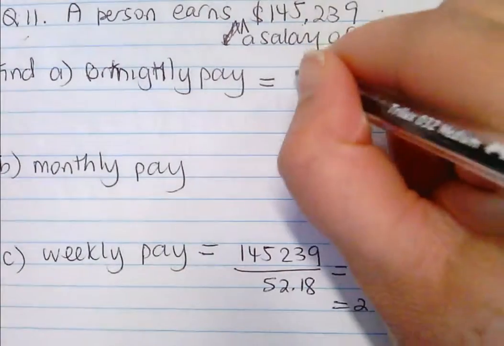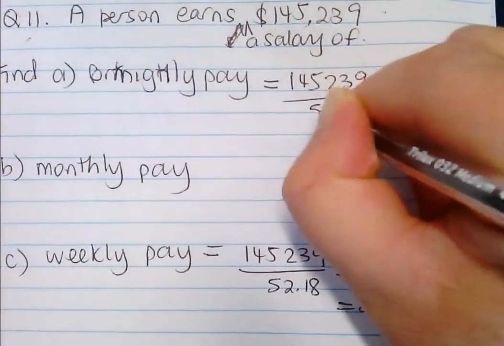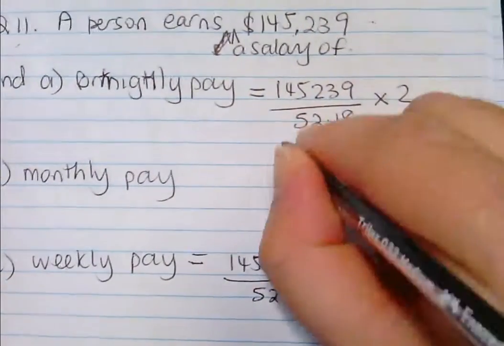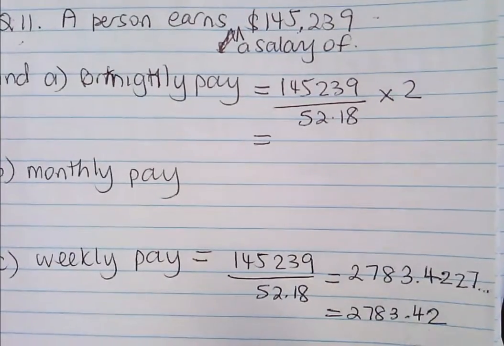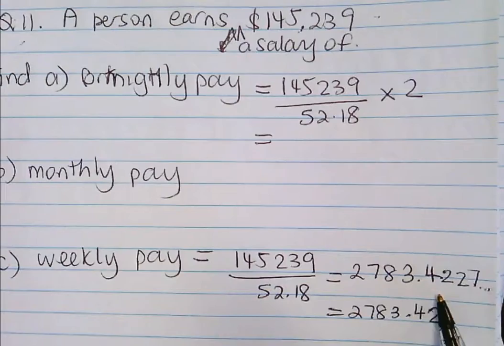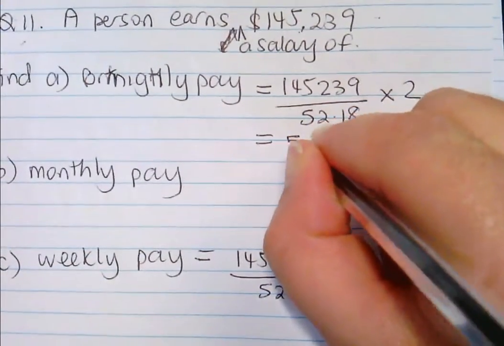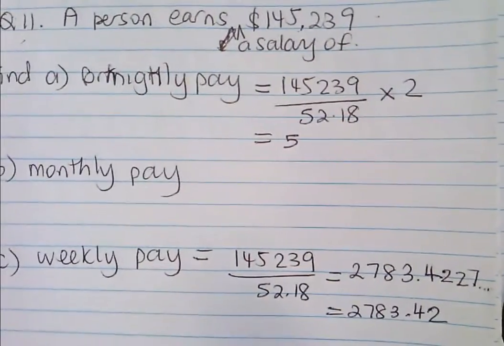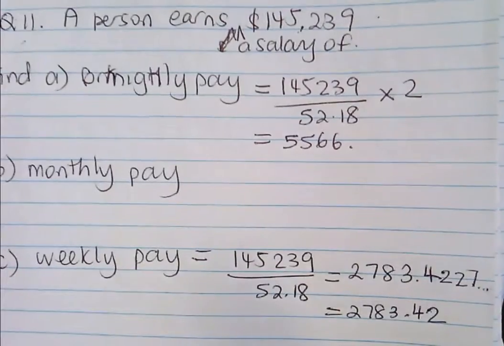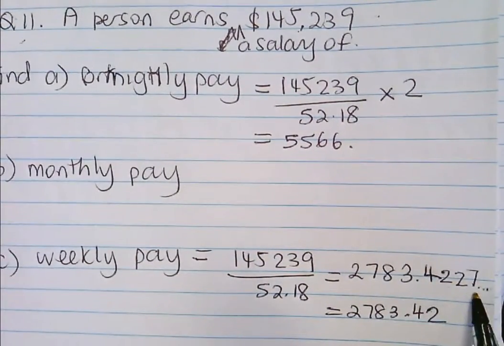I'm about to double it. If you want fortnightly pay, you do 145,239 divided by 52.18. That's a week, and then you times it by 2. So either you just keep this answer here and just go times 2 now. Does that make sense? All right, what do you get? You should get 5566. What do you get? You sure it was 4227, or was it, yeah?